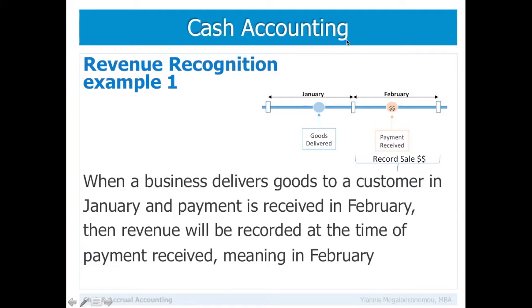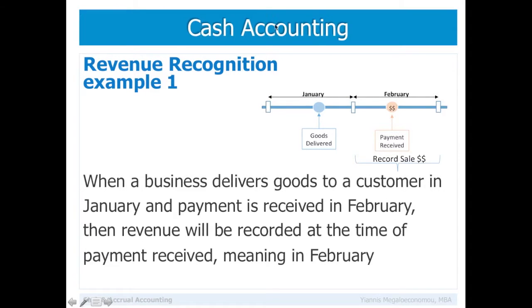So here I have an example of revenue recognition. I have here a diagram to understand clearly how cash accounting recognizes sales revenue. Let's see first the scenario. Let's say we have a business that delivers goods to a customer in January. So we have provision of service in January, the provision of services along with the delivery of goods. The payment for these goods is made by the customer in February.